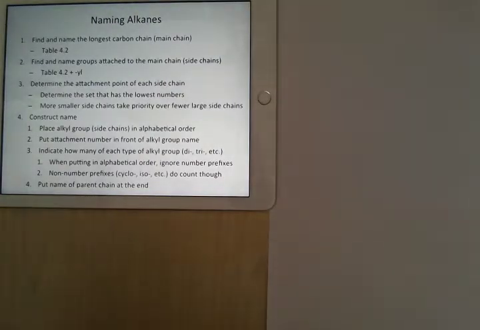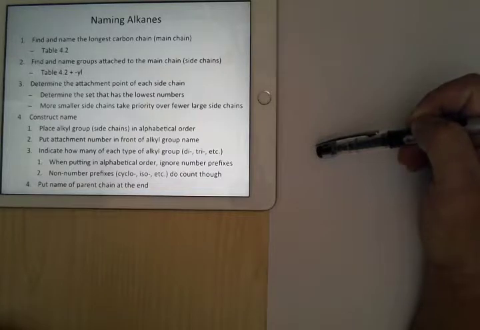Then the next thing we have to determine is the detachment point, which carbon of the main chain that side chain is hanging off of. We need to figure out the side that has the smallest numbers. What you'll see me do is write a list.